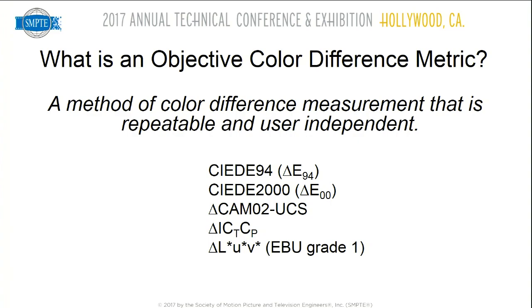As we look at the first results, we're going to start out by looking at just ΔE2000 and ΔICTCP. And these two, because ΔE2000 is the most commonly used metric in industry, and ΔICTCP because we expect it to perform the best. We'll bring the other metrics in later.